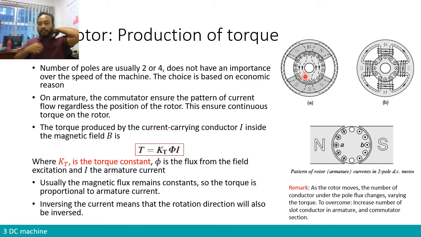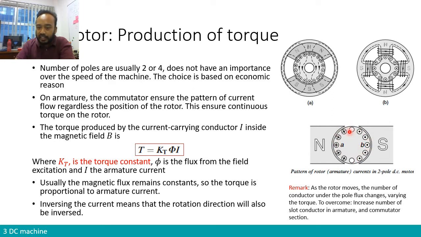Therefore, what we need is to have the same pattern of current direction inside the machine. So that is the purpose of the armature sections just now and the brush. So that there is what we call commutation, that the same current direction is always sent to the same location regardless of the position of the rotor.